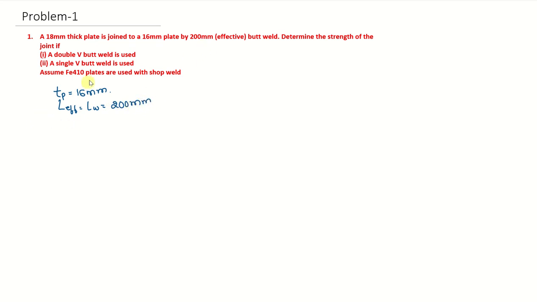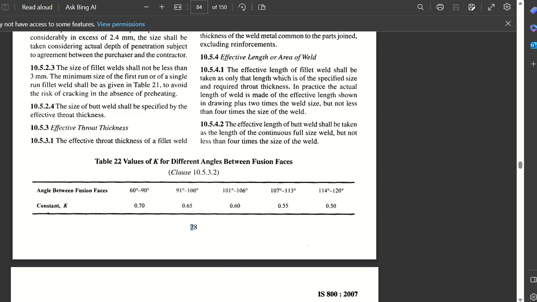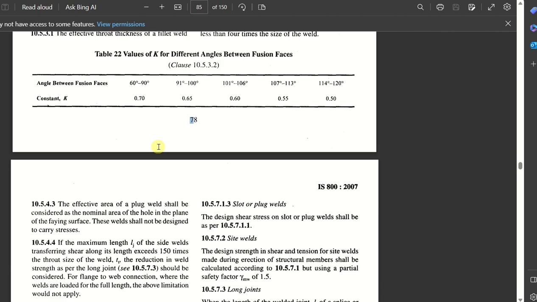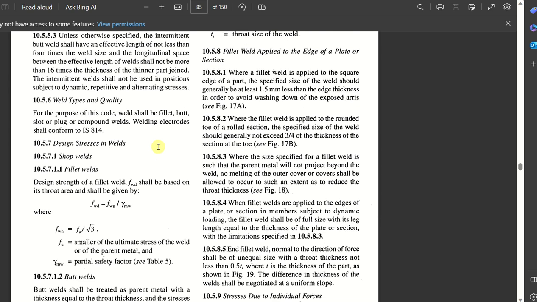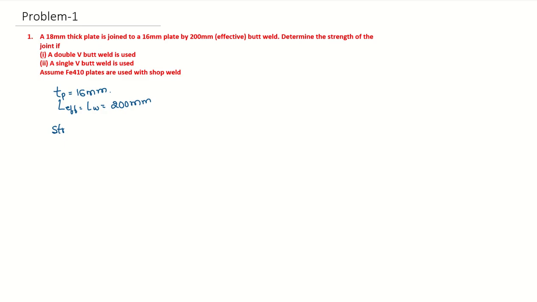Strength of the joint. So what they are asking is the strength of the joint. So we need to find out the strength of the joint. Let me show you the code book. Here this is the strength of the joint, we have to find it out.